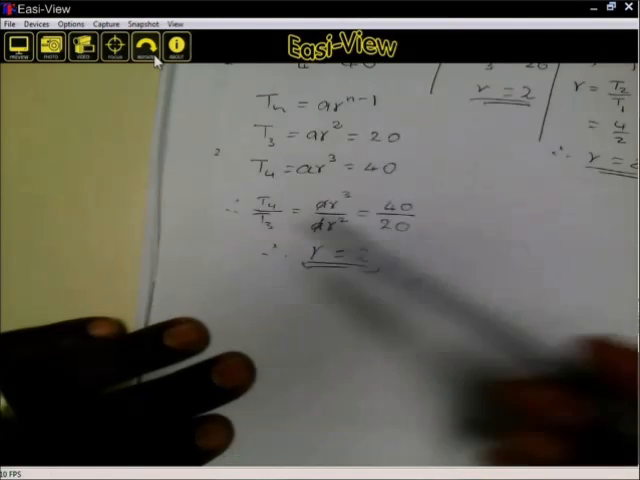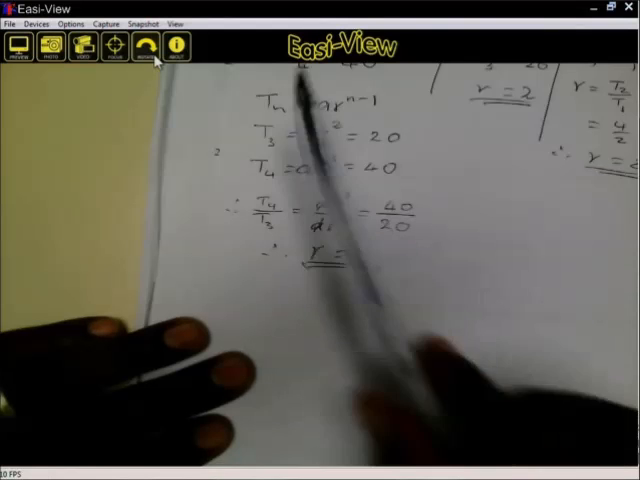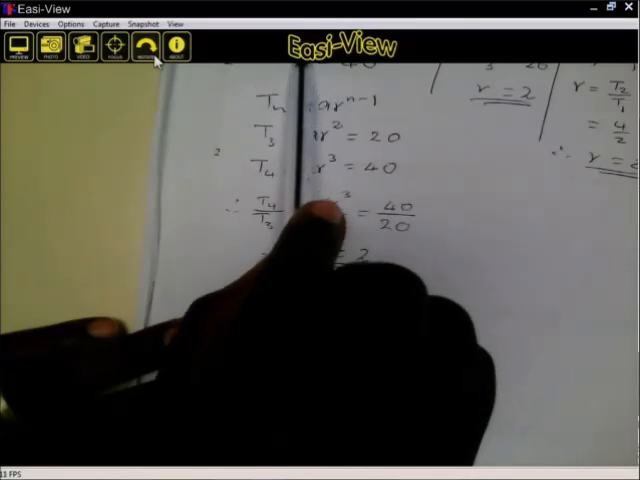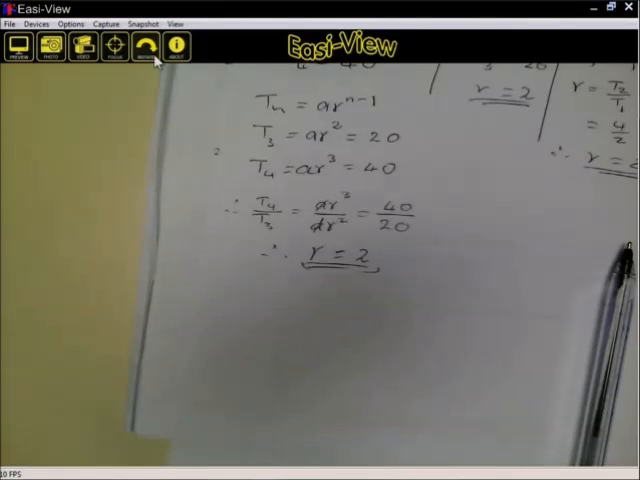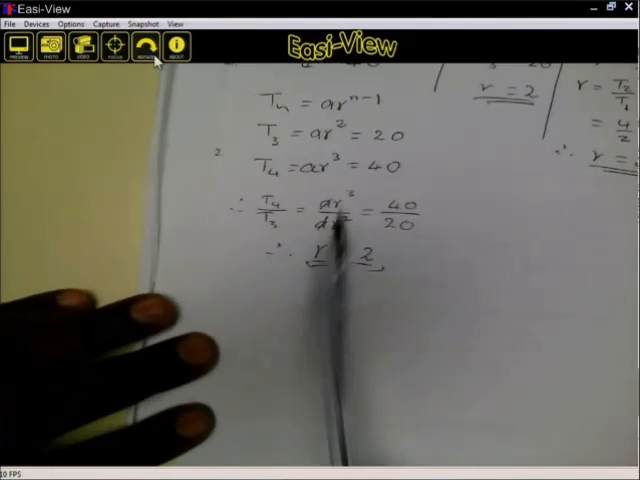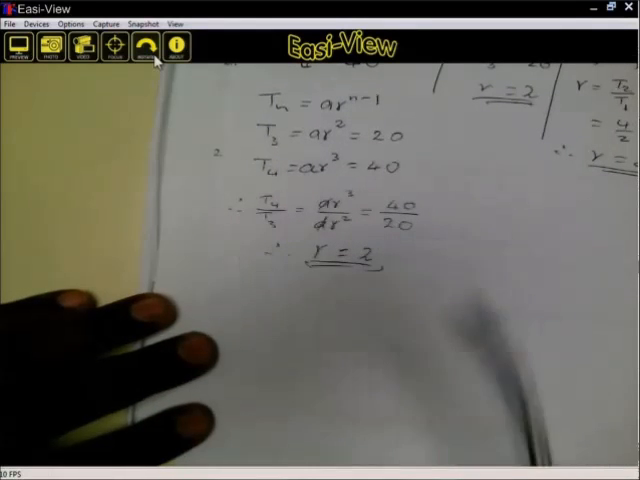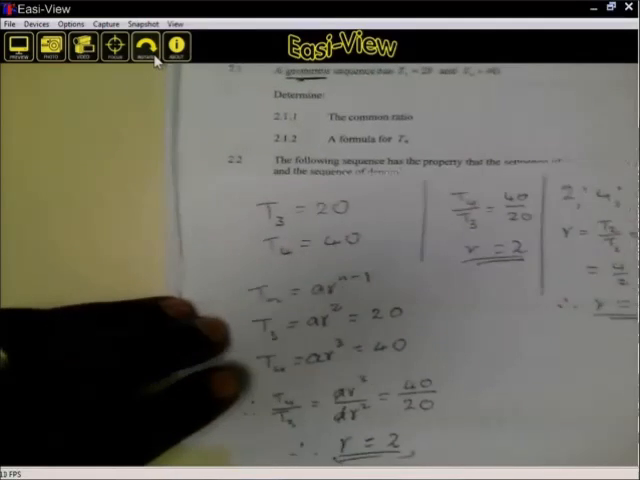I am doing this in this way because at times they may give you term numbers that are not successive. So if you are given terms that are not successive, this will be a way to follow. Now we have determined the common ratio.